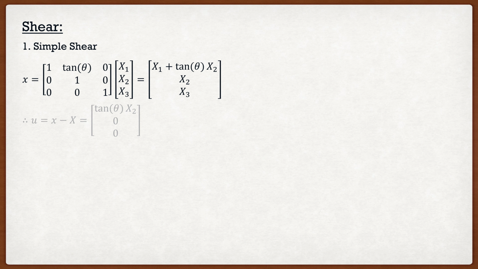All right, so from this we can calculate our displacement function u, which is small x minus big X, and what we end up getting is that the displacement function in the horizontal direction is actually going to be a function of the vertical position. So we see that we have an x2 in the u1. All right, what does this mean?